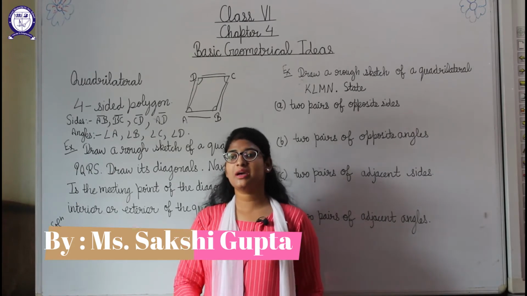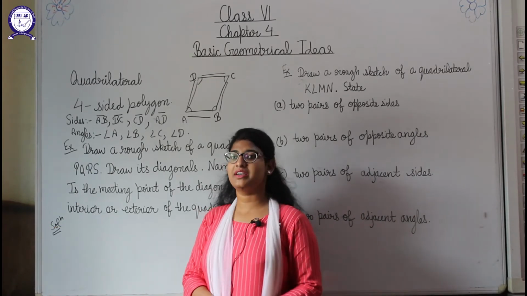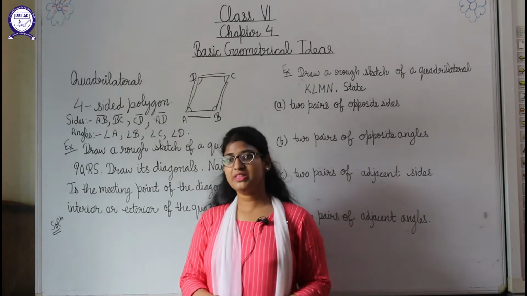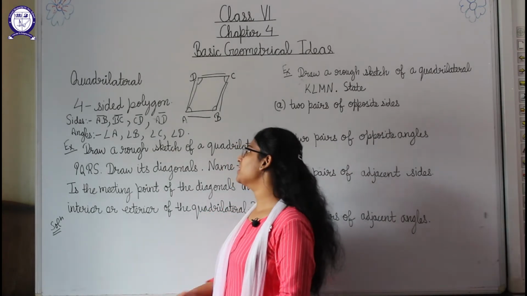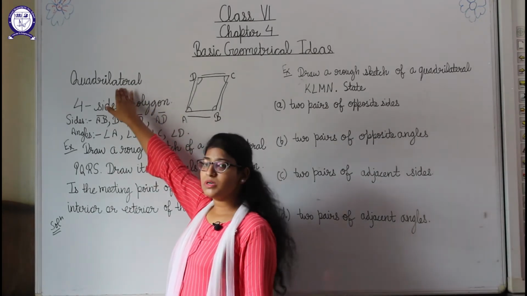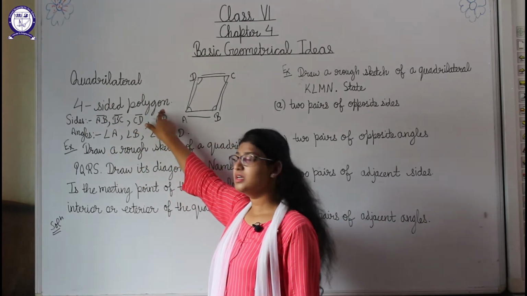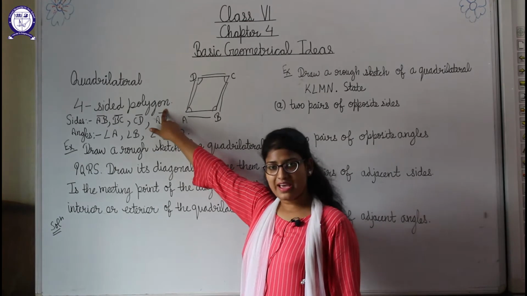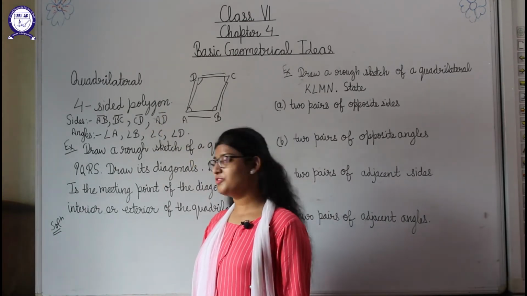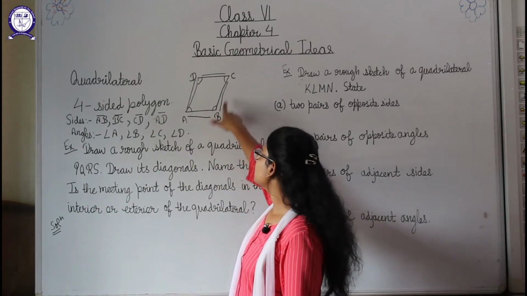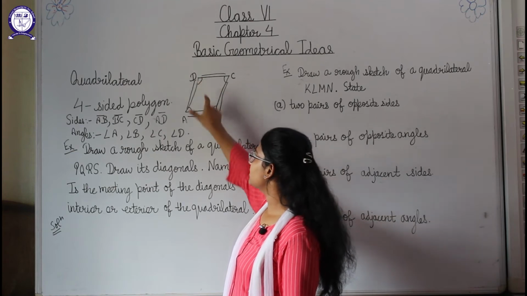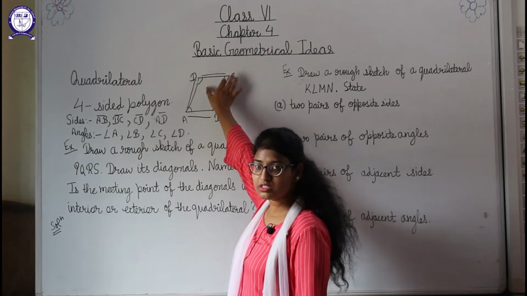As we were doing our chapter 4, that is basic geometrical ideas, we will continue with that only. Okay, so today's topic is quadrilateral. Students, what is a quadrilateral? A four-sided polygon. And you know about the polygon, it should be made up of line segments and it should be a closed figure. Okay, so here this one is a closed figure and made up of four sides. 1, 2, 3, 4. These are the four sides.